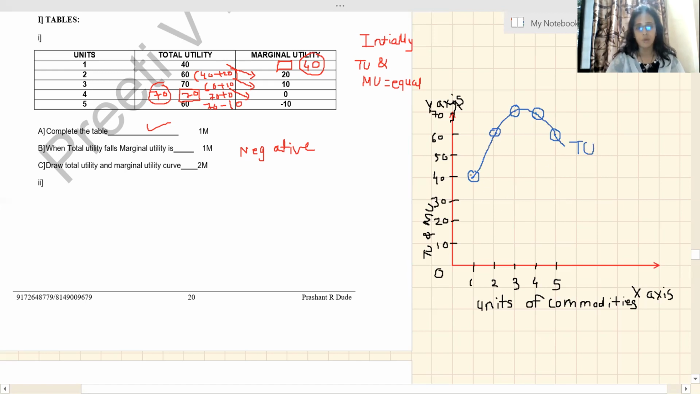Then I will draw MU. Now MU at the first unit is 40 because both are equal initially. Then at the second unit I have 20. Then at the third unit it is 10.